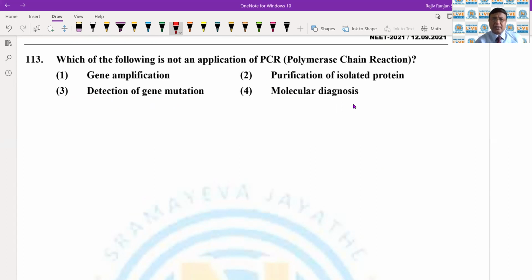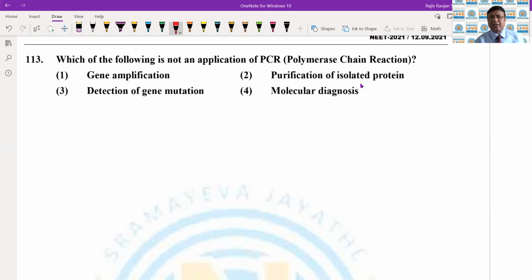Molecular diagnosis is a very important application of polymerase chain reaction, in which the genome of a person, the genome of the particular organism, is multiplied, and if the content also shows the genome of some germ, this leads to detection of some disease as well. So this is a very efficient and very sensitive way of molecular diagnosis.